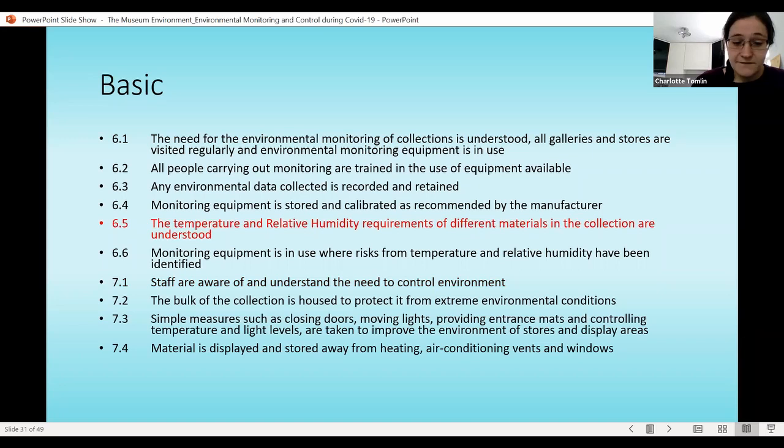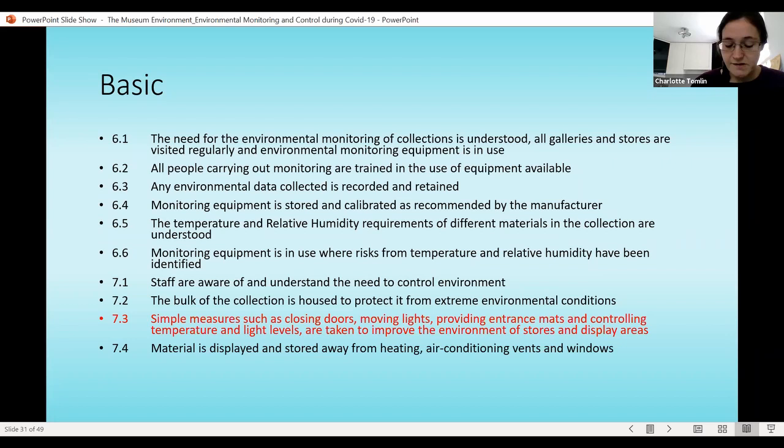Benchmark 6.5, the temperature and relative humidity requirements of different materials in the collection are understood. Again, we've covered some of the main requirements of materials during this training session, so there's another tick. And benchmark 7.3, simple measures such as closing doors, moving lights, providing entrance mats and controlling temperature and light levels are taken to improve the environment of stores and display areas.